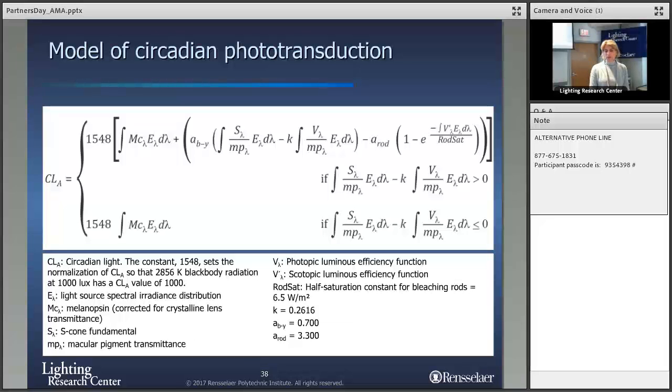So here is just the formula. In case they didn't tell you, we're going to have a quiz at the end, and you're going to have to tell me about the formula.